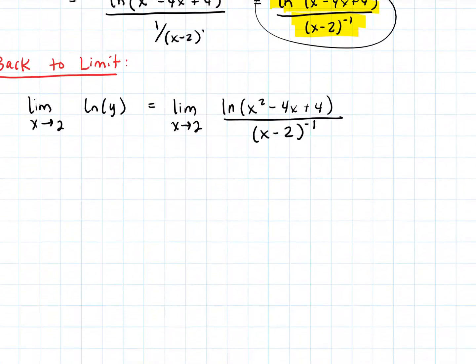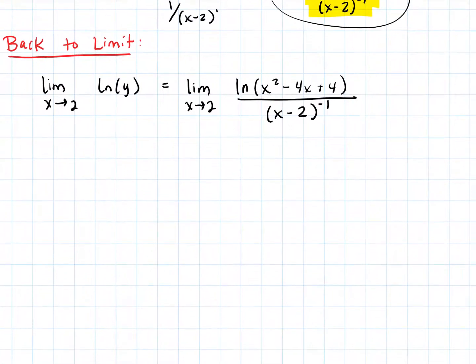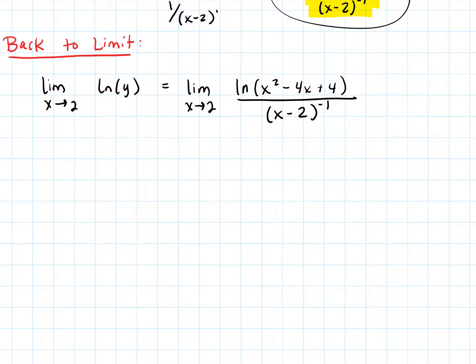Now, look at what happens when I take that limit. We worked on that: we had that indeterminate form that was a power, used the logarithm to turn it into a product, and then a little algebra to turn it into a quotient. And notice what happens now. As we approach 2, this quantity inside here is going to approach 0, and the natural log of 0 is negative infinity.